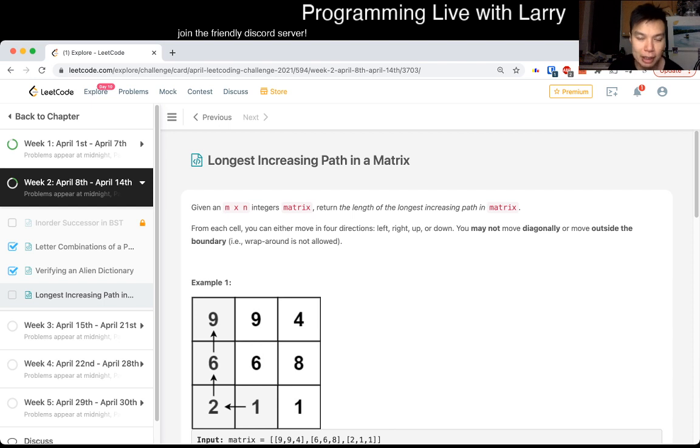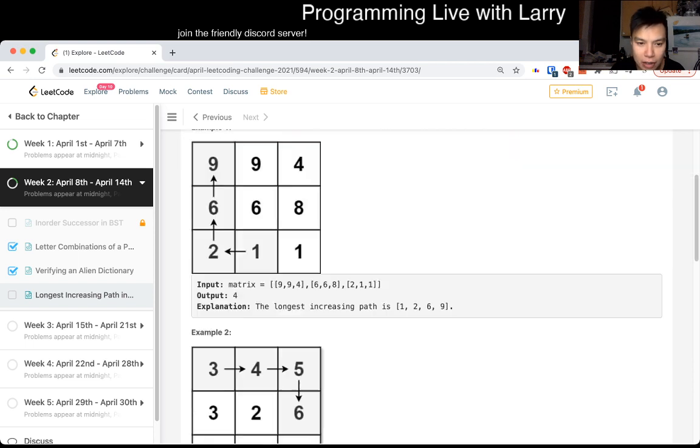The longest increasing path in the matrix. We're given an m by n matrix, return the longest increasing path in the matrix. I usually solve these live, so it's a little bit slow. Fast forward, skip ahead, or watch another video, it's up to you. For each cell, you can move up, down, left, or right. You cannot move diagonally or outside the boundary.